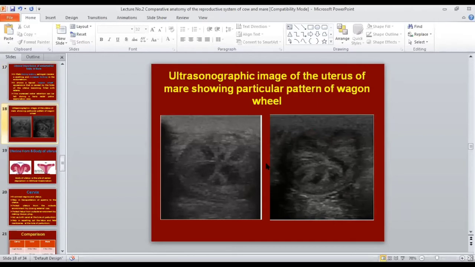Here in this picture, you can see the wagon wheel-like appearance of the endometrial folds under the influence of estrogen. In the other picture, you can also see, as sometimes you can read in the literature, what is also known as the cut tomato slice-like appearance. So this is another term that is used in the literature for the image of the endometrium of the mare in estrus.